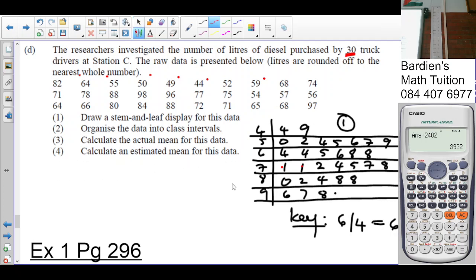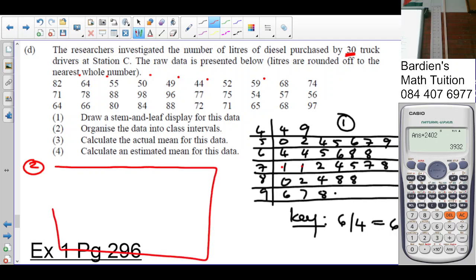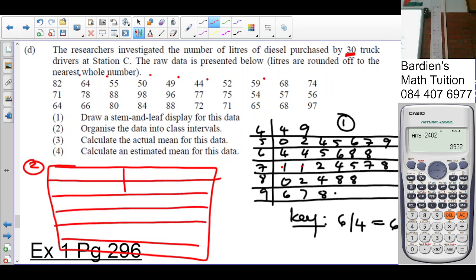Number 2 says, organize the data into class intervals. So what are our class intervals here? x is greater than or equal to 40 but less than 50. x is greater than or equal to 50 but less than 60. x is greater than or equal to 60 but less than 70. x is greater than or equal to 70 but less than 80. x is greater than or equal to 80 but less than 90. x is greater than or equal to 90 but less than 100.